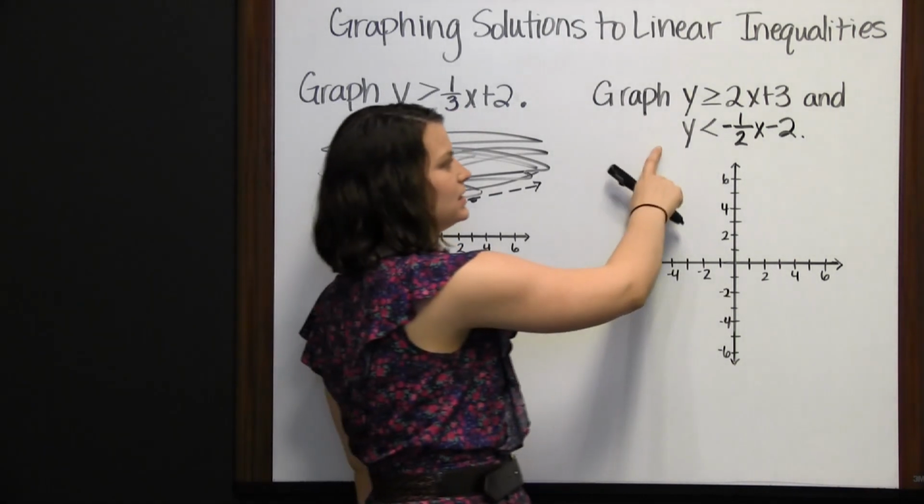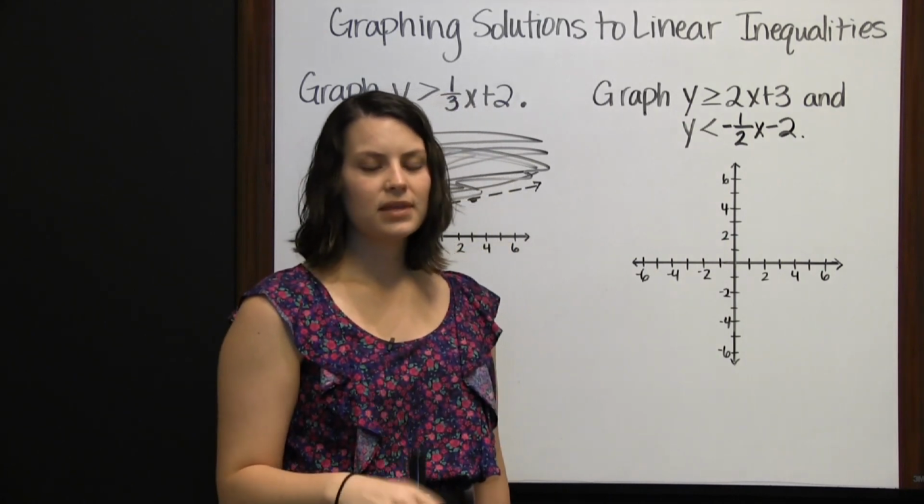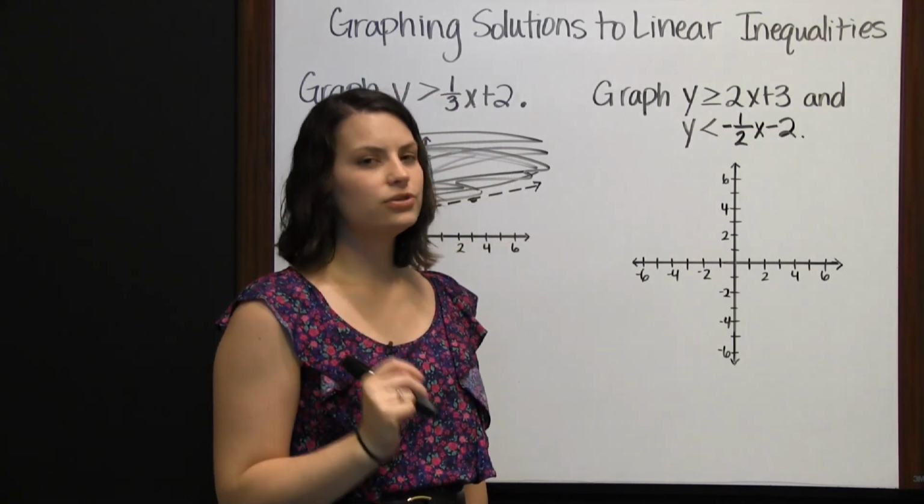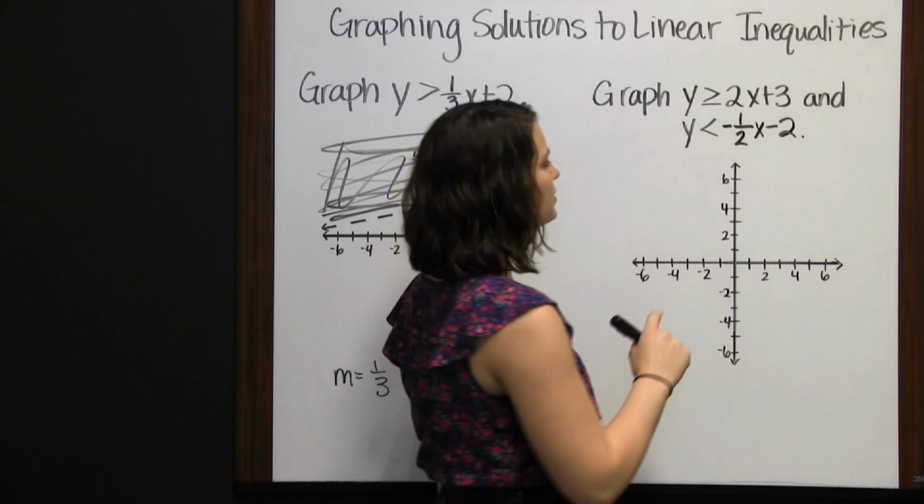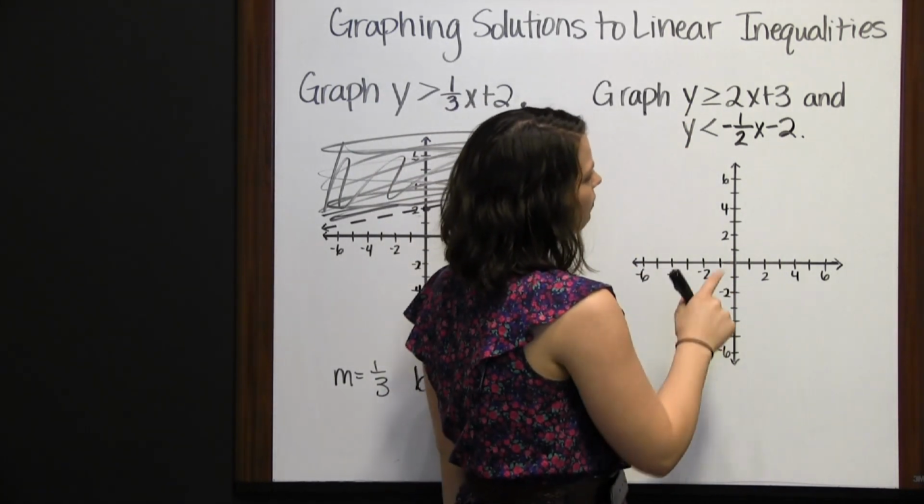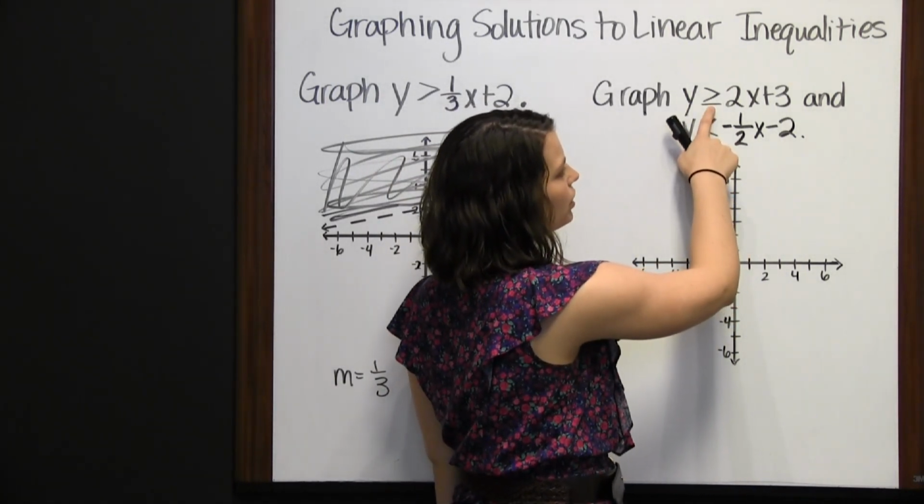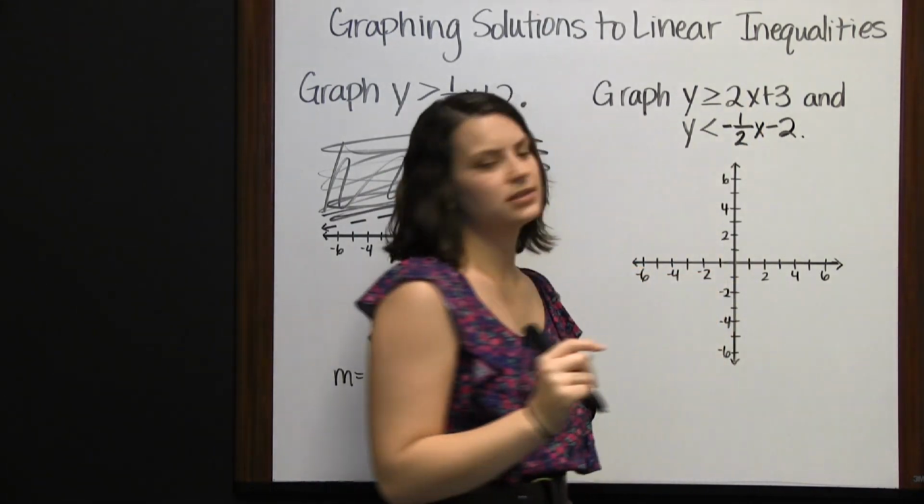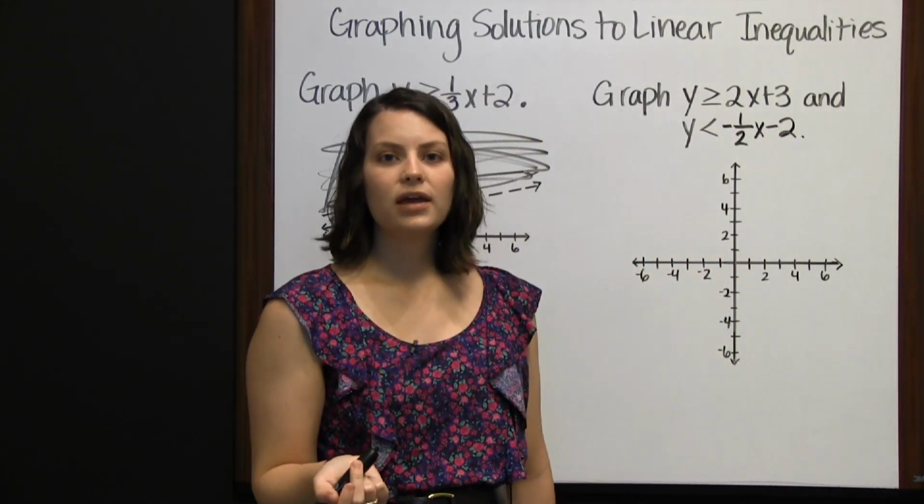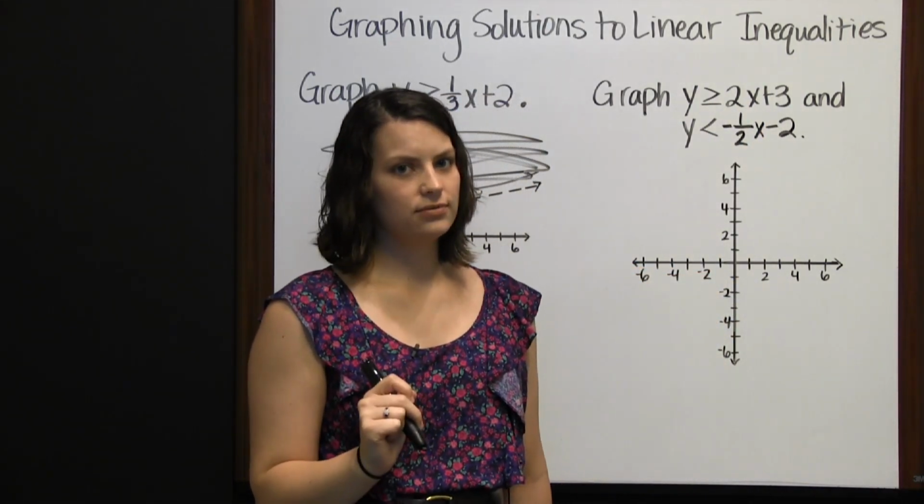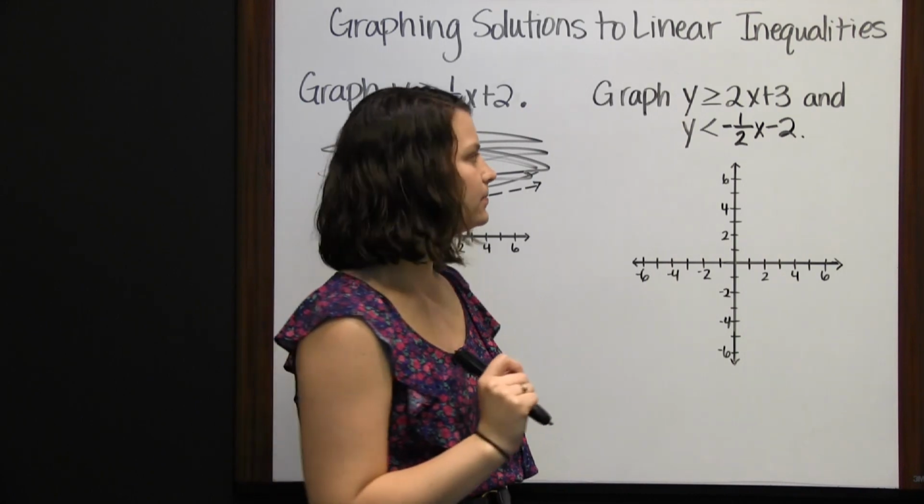Now we're going to graph a system of inequalities. The same rules apply, but where you shade is a little bit different. So first we're going to graph y is greater than or equal to 2x plus 3. Since it's greater than or equal to, we use a solid line.